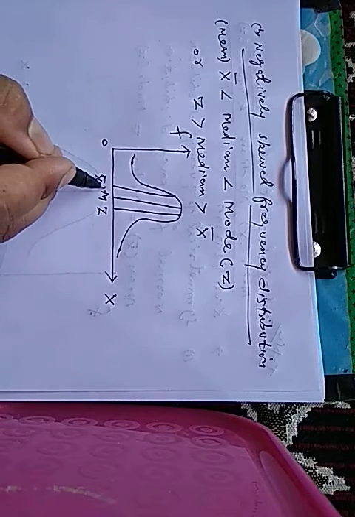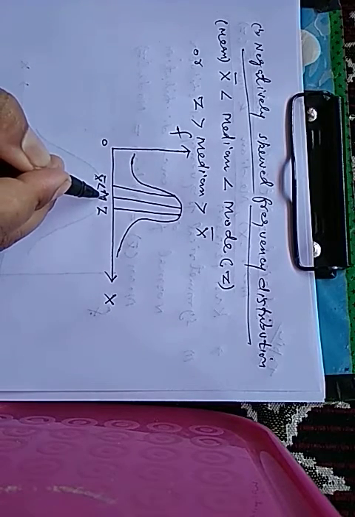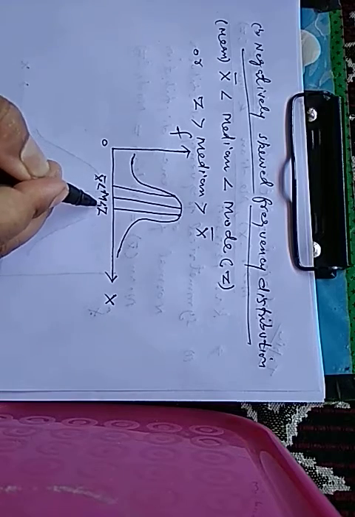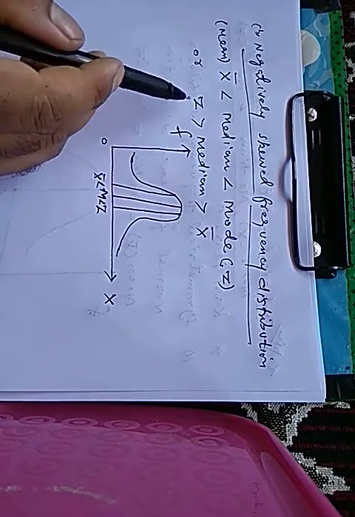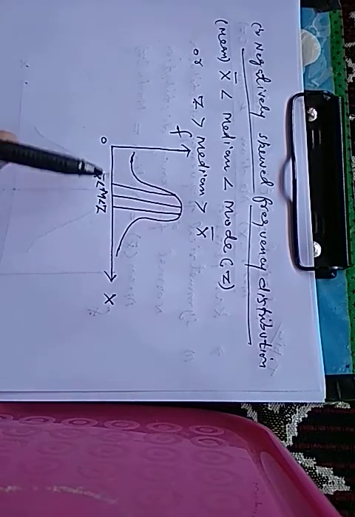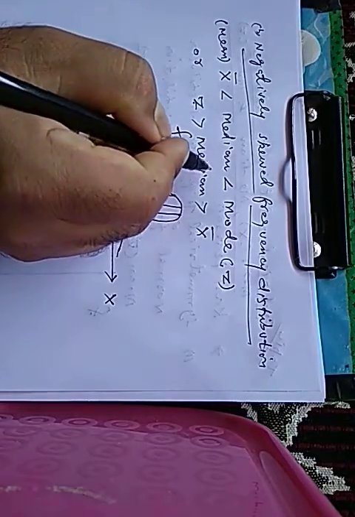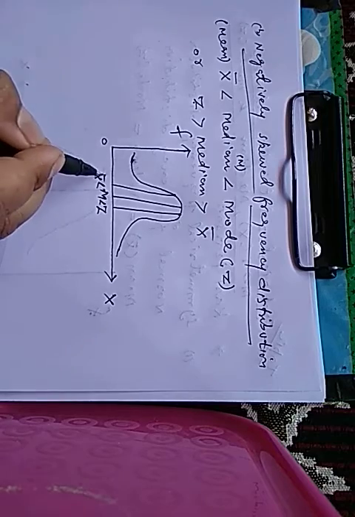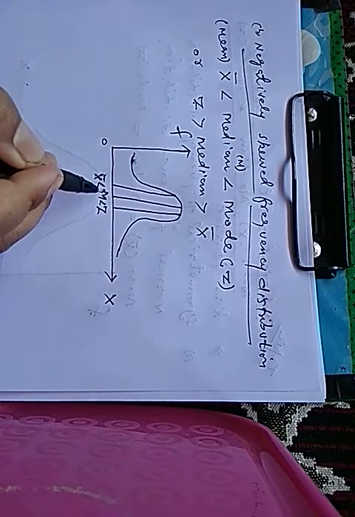In this case, the arithmetic mean will be less than the median, which will be less than the mode. Or in other words, the value of mode will be greater than the median and arithmetic mean. X bar is arithmetic mean, M is median, and Z is mode.